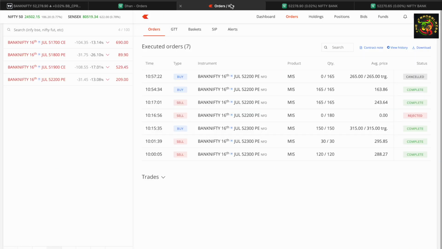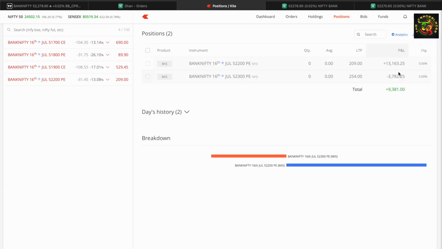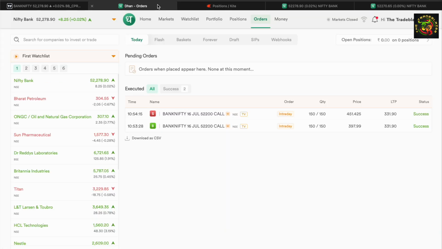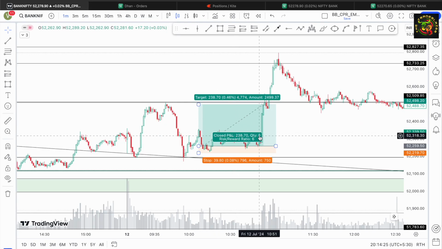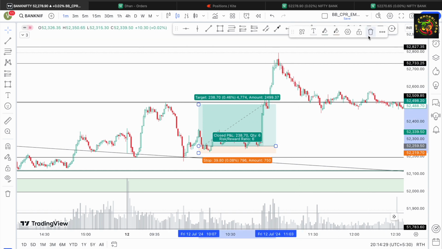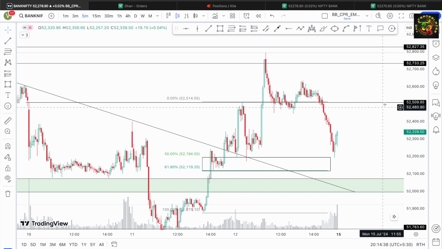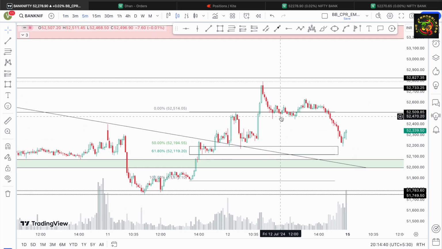This is the second trade, where I traded with 165 quantity, entered at 243, exited at 263, captured about 80 points and made about 13,000 in this trade. Now if I go to Dhan, we obviously need a momentum trade, right? We can't buy an option here and stay in this sideways momentum and get our SL hit. That is not suggested, because of which we are staying out of the trade.